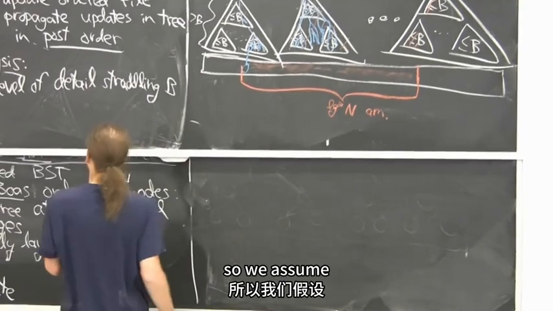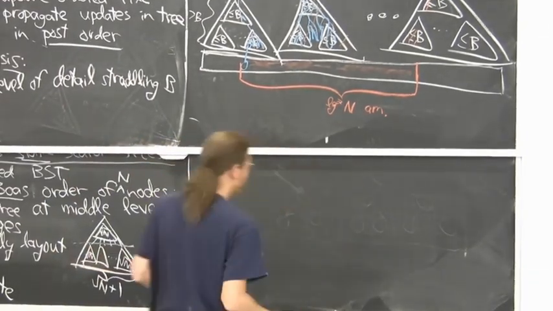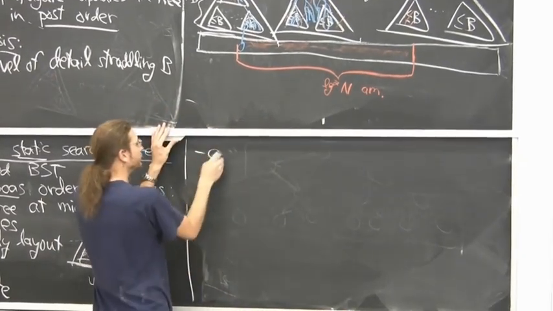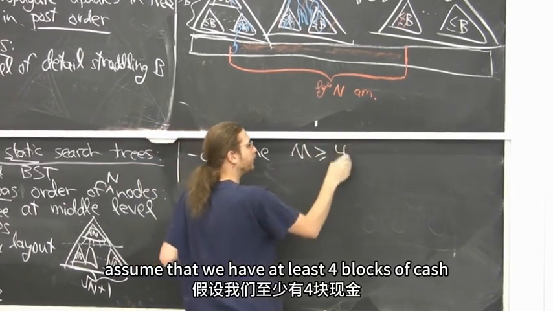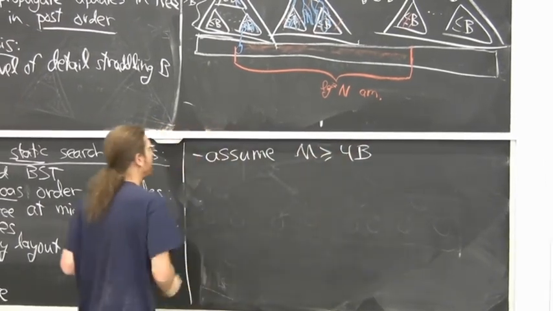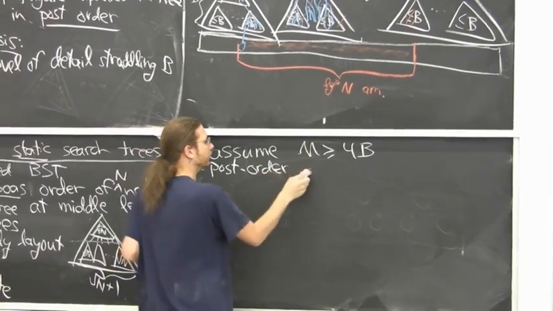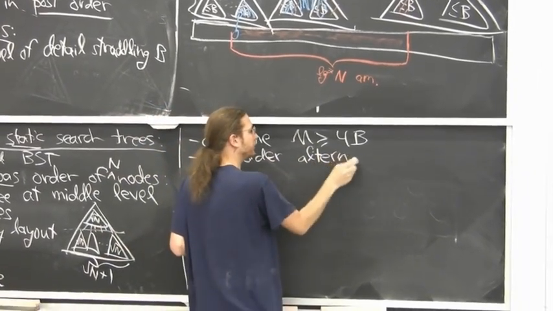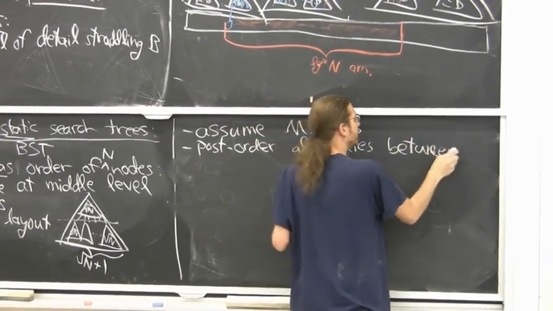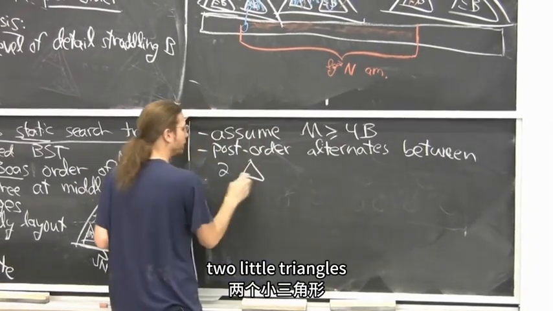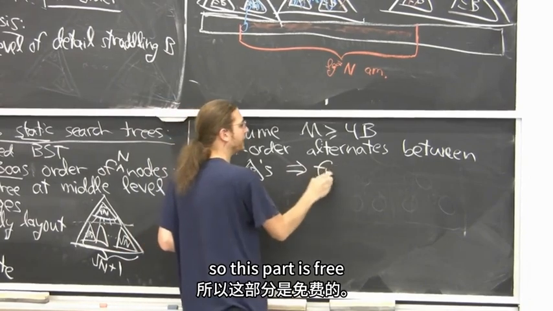So we assume that we have at least 4 blocks of cache. Post-order traversal alternates between 2 little triangles. So this part is free.